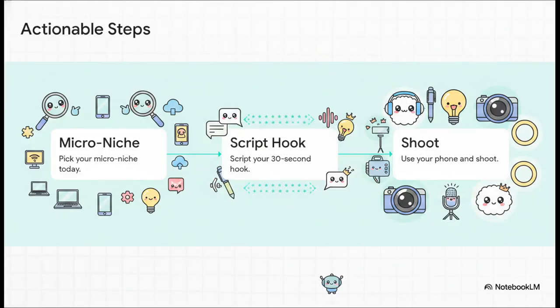Okay, enough planning, it's time to start executing. Here are 3 super quick, actionable steps you can take right now. Number 1, pick your micro niche today. Zoom way in until your competition is basically zero. Number 2, script your next 30-second hook. Make absolutely sure you're delivering that payoff instantly.